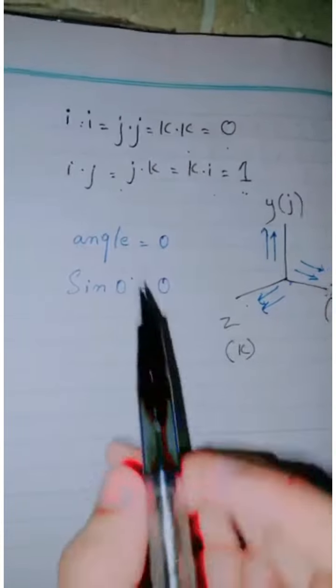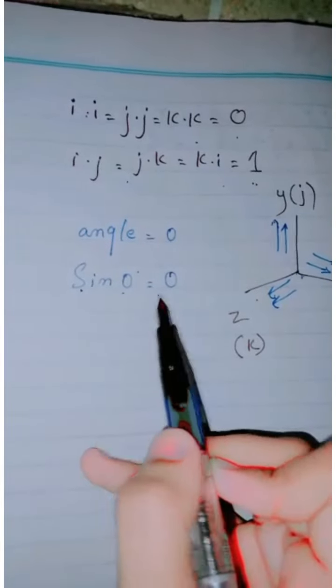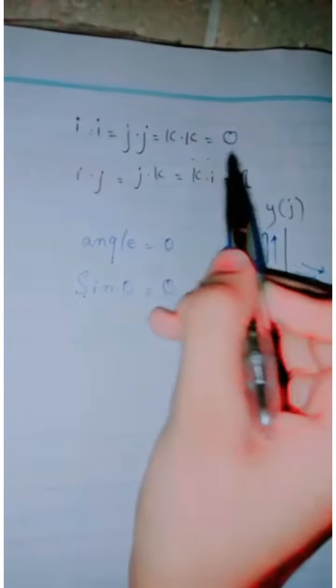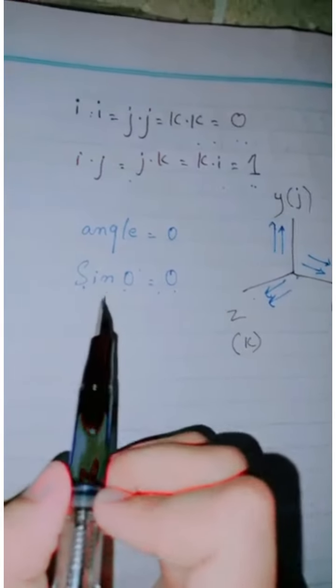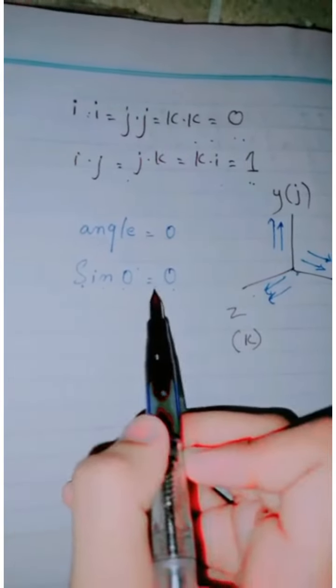But in dot product, cos 0 was equal to 1. That is why these all vectors were equal to 1. But now in cross product, the sine 0 is equal to 0. So that is why these vectors are equal to 0.